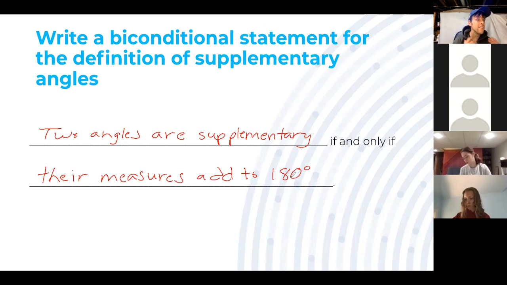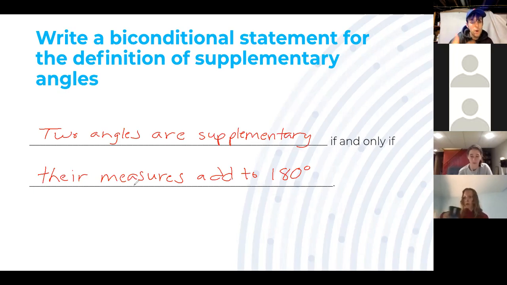This is a definition. This is us defining supplementary angles using a biconditional statement so that we know if two angles are supplementary, then their measures add to 180, but also it has to work the other way. If two angles' measures add to 180, then they're supplementary. It has to work both ways for it to be a good definition. If it doesn't work both ways, if we're not specific enough, then it's not a great biconditional statement. But this one works, it's fine.